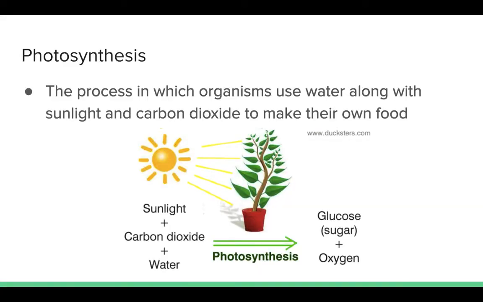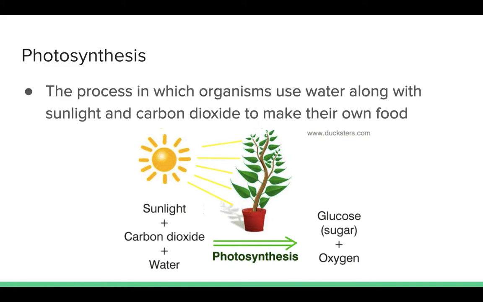So the first thing we need to talk about is photosynthesis. This is how these organisms make their own food. The process in which organisms use water, along with sunlight and carbon dioxide, to make their own food.